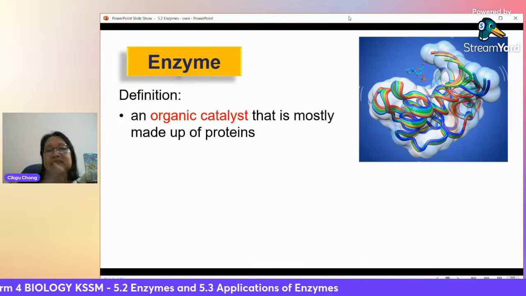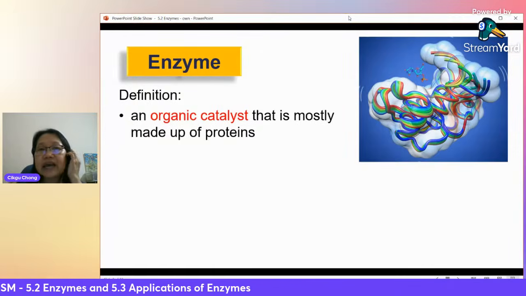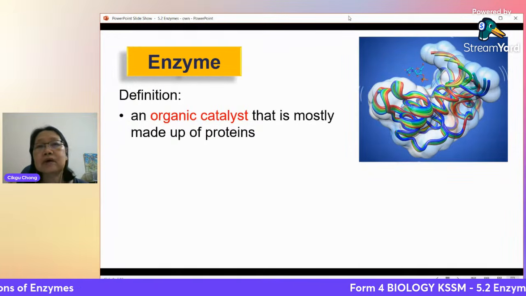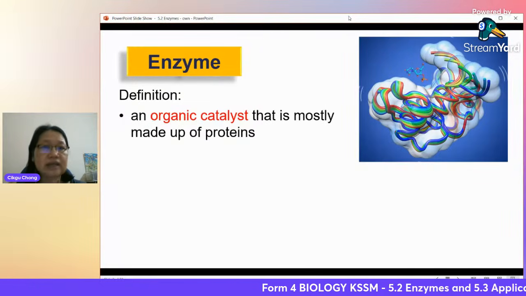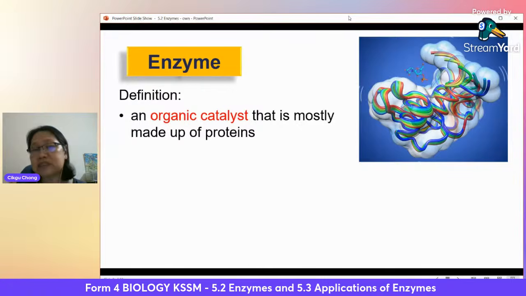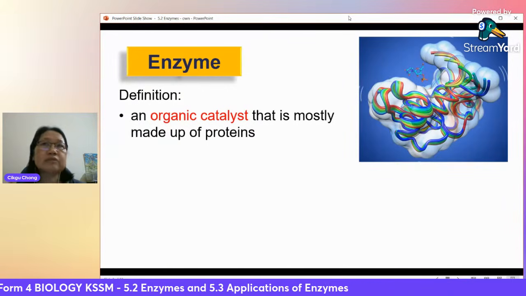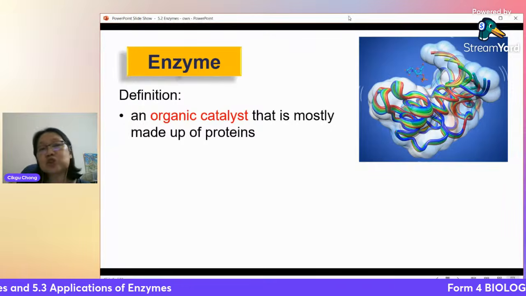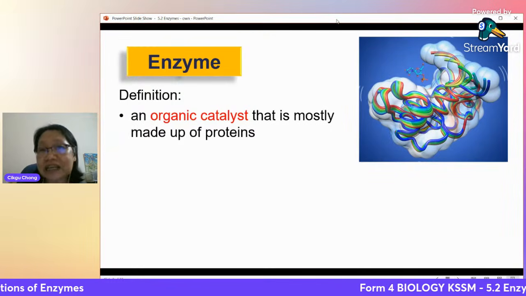And then the second word here, catalyst. A catalyst is a substance that can speed up a chemical reaction. Now we say mostly these enzymes are proteins, but there are certain enzymes which were found later. The example is ribozyme. It is actually a nucleic acid.